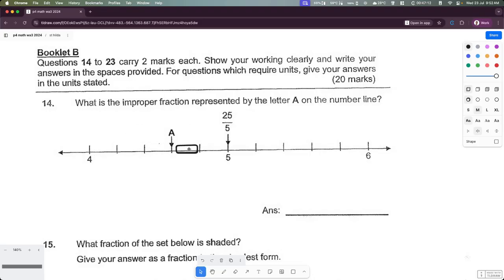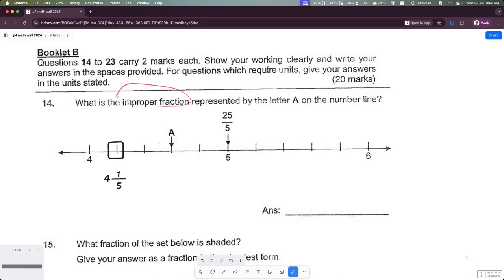So each individual line over here, if I were to draw like this, is essentially 1 out of 5. So for 1 out of 5, you want an improper fraction. If we were to put it as a mixed number, this will be 4 and 1 out of 5. Let's start simple first, 4 and 1 out of 5. Then later on we can make it into an improper fraction, as this question wants.